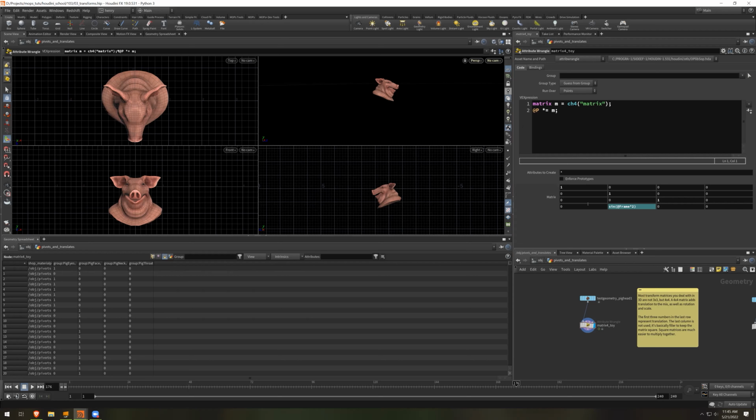If I stretch out 1 here, he's going to scale along Z. Same with Y, same with Z. And if I scale along multiple vectors, he'll start skewing.